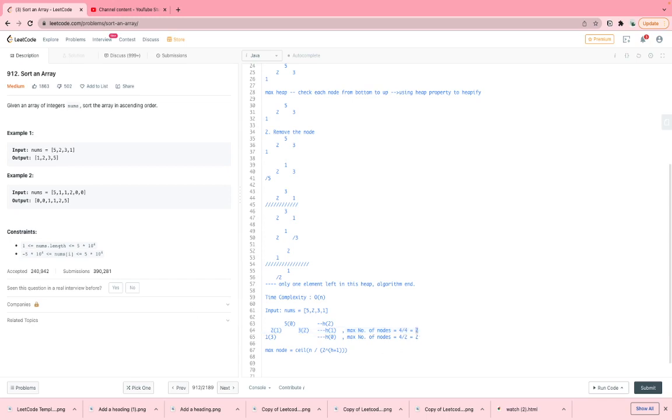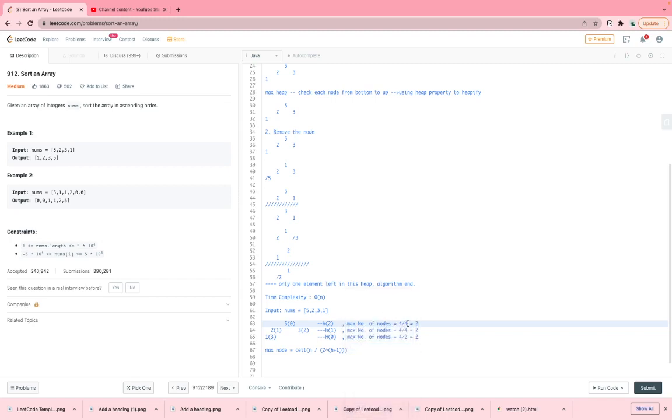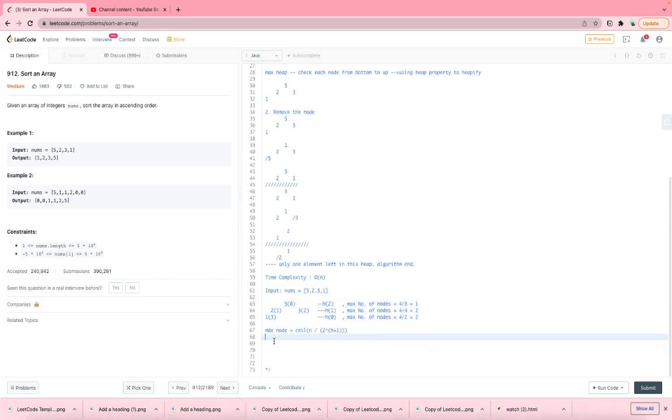Okay, just 1 second. Let me calculate again. Okay, for this one, let's continue. So for this one, the max number for this level is 4. Actually here is 8, and then it's going to be 1. Okay, so basically, this is a formula.